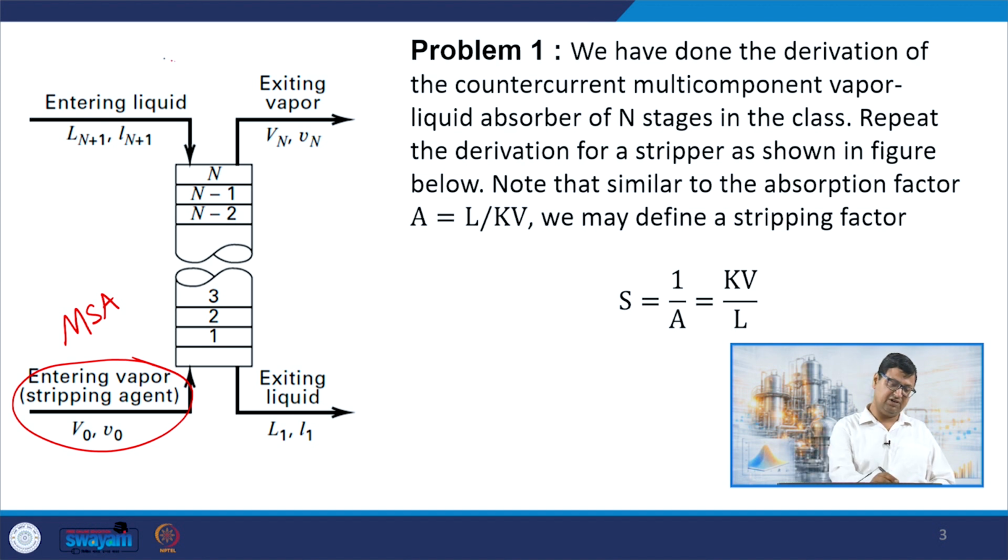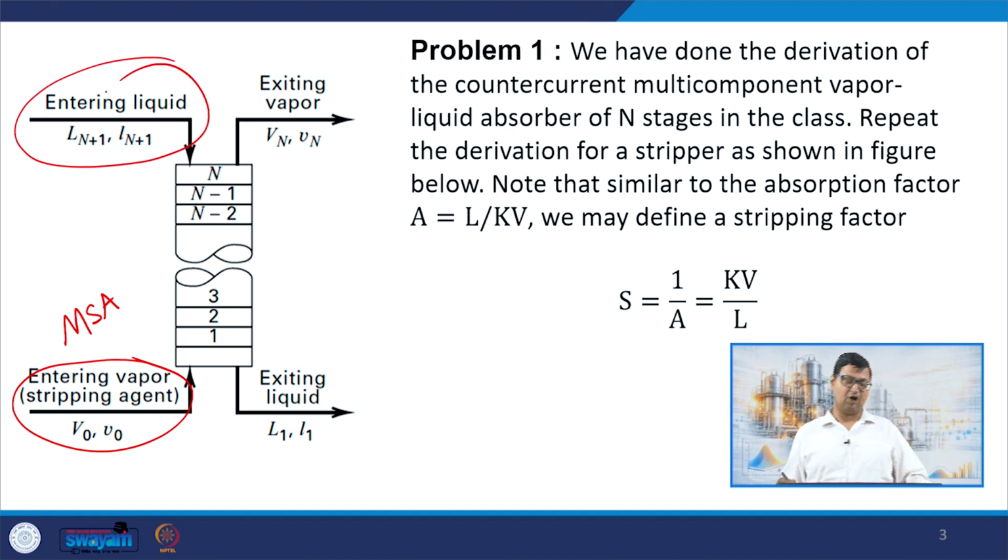In this case, the liquid mixture enters from the top, and the vapor is going up, and as it moves up, it is taking a component from the liquid. The liquid is coming down, and as a result, the liquid gets depleted in that particular component, right?